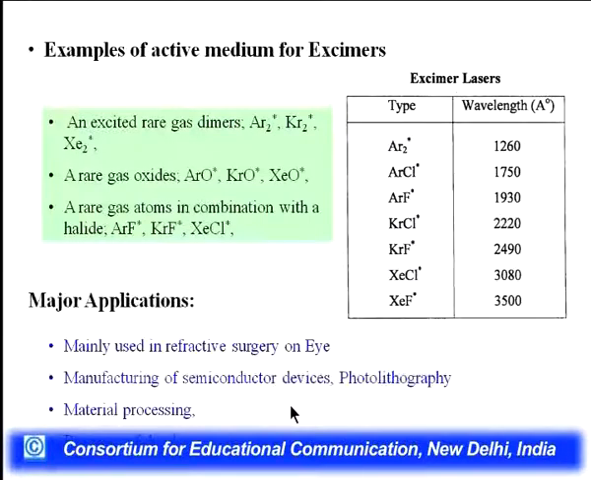Now the major applications of this Excimer laser are mainly in refractive surgery on eyes and manufacturing of semiconductor devices. It is used in photolithography as a light source and for material processing, and this is the main importance of the Excimer laser, along with the pumping of the dye laser. As we know, the dye laser is a liquid laser, and we use the Excimer as a pumping source to excite the atoms in the liquid laser.